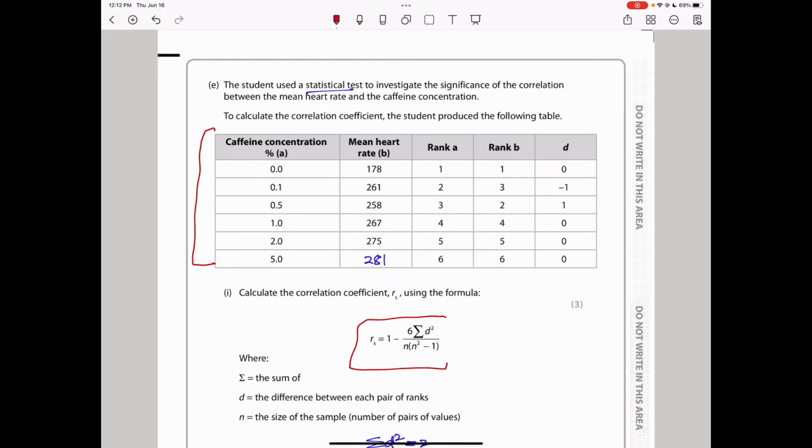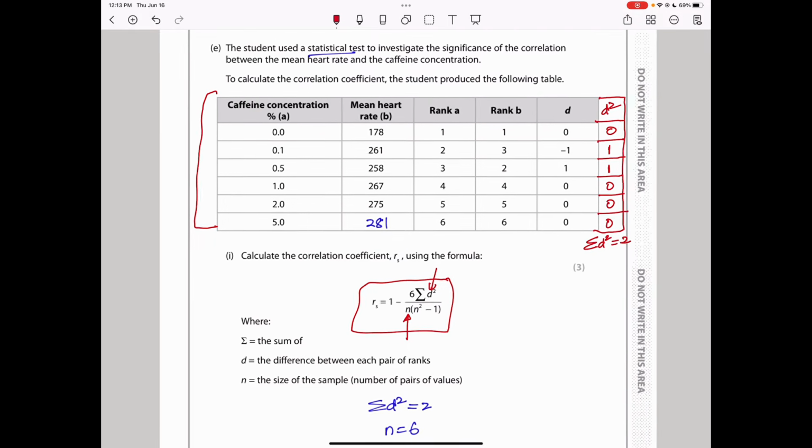If we are to use this formula, we know we need to find N. We need to find, of course, the D squared, and then add everything up. So I will begin by connecting a table here and find the D squared for each. You're not required to do this, but I'm doing this so that you can see how it's done. So 0 squared becomes 0, negative 1 squared becomes 1, 1 squared is 1, 0 squared is 0, 0 squared is 0, 0 squared is 0, and then add up everything. So the summation of D squared is equal to 2.